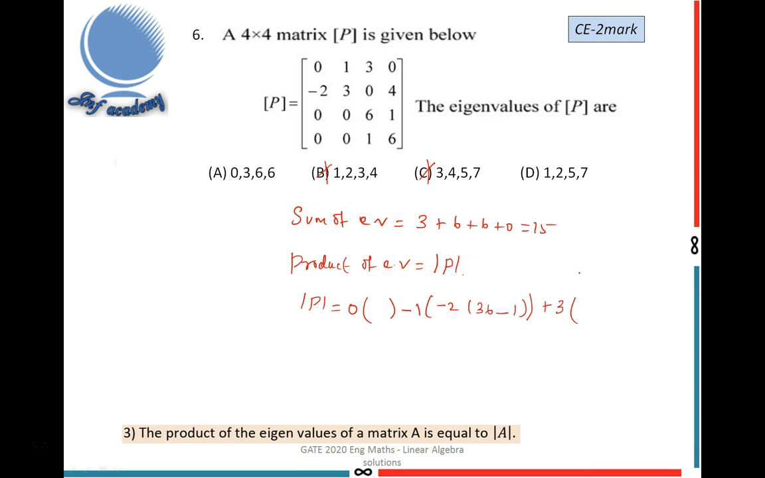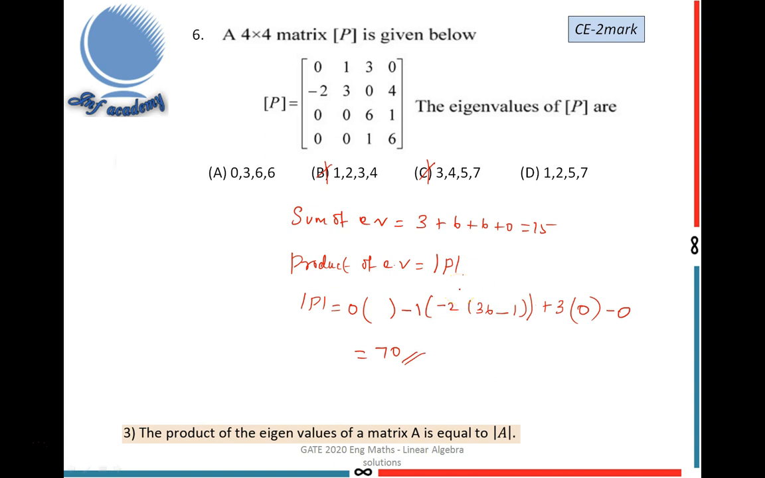into, deleting this row and this column, we can get a 3 by 3 matrix, with 3 columns. 2 columns, 4 numbers are 0. So this value is 0. You have to check. Okay. Next term is 0, so the total value is 0. Now minus 1 into 36 minus 1, 35. 35 into minus 2, minus 70, minus into minus, plus 70. So the product of eigenvalues is 70.